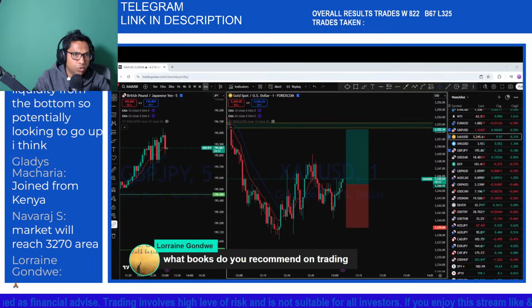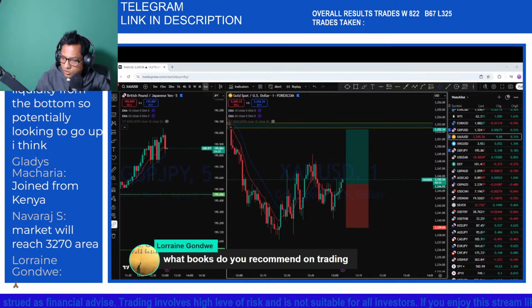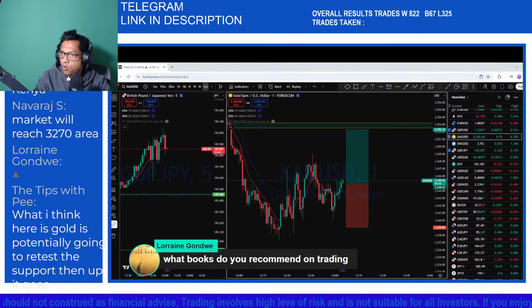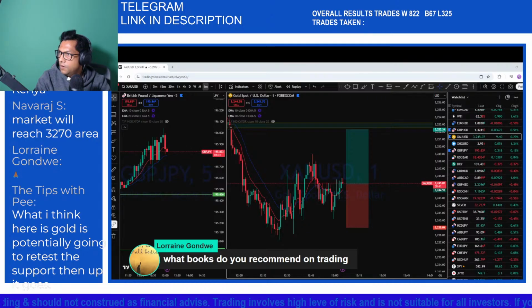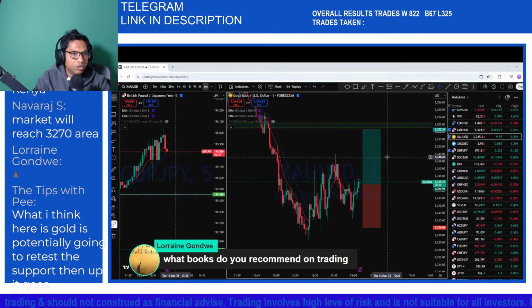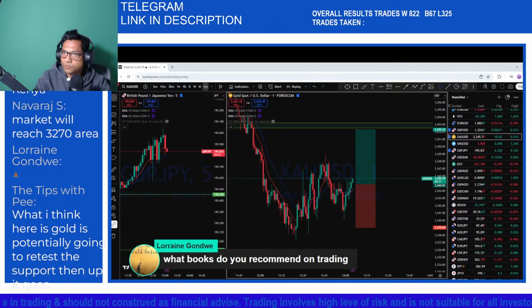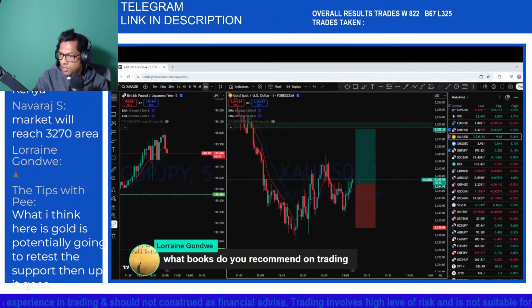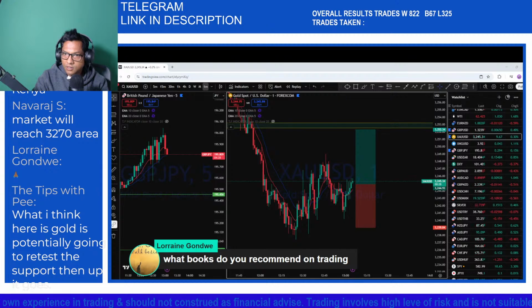The TP target is 3252, and this is a probability for a short-term bullish move. So I've opened a buy here on Xauusd for a possible upside bias. Second trade for the day.